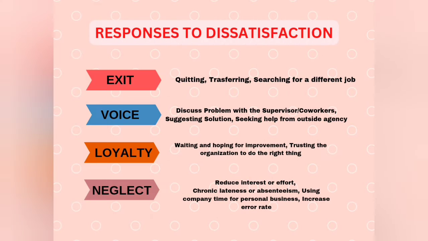Okay, next we will move to the parts of response to dissatisfaction. When we discuss job satisfaction, it is necessary to understand the acronym of the EVLN model, which refers to exit, voice, loyalty, and neglect. The EVLN model identifies 4 different ways that employees respond to dissatisfaction. First one is exit. It includes leaving the organization, transferring to another work department or unit, or trying to get away from the dissatisfying situation.